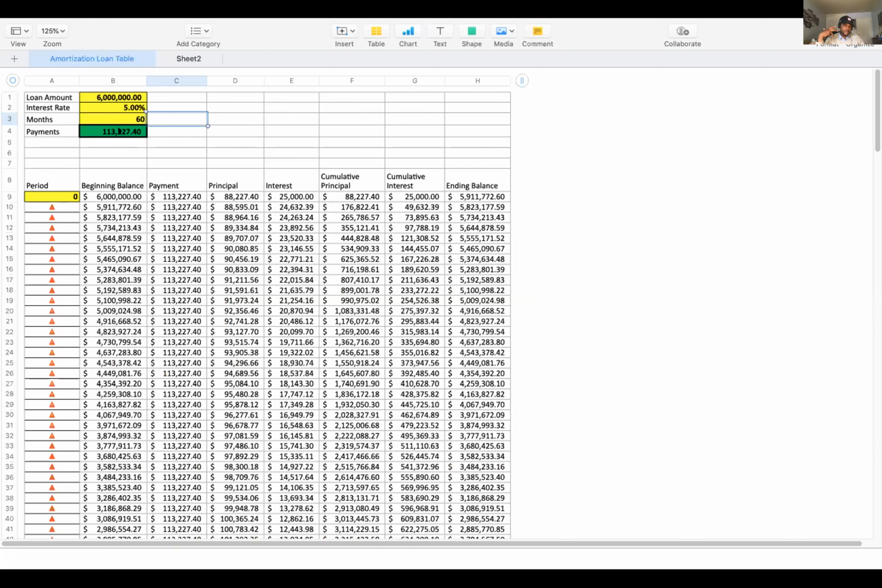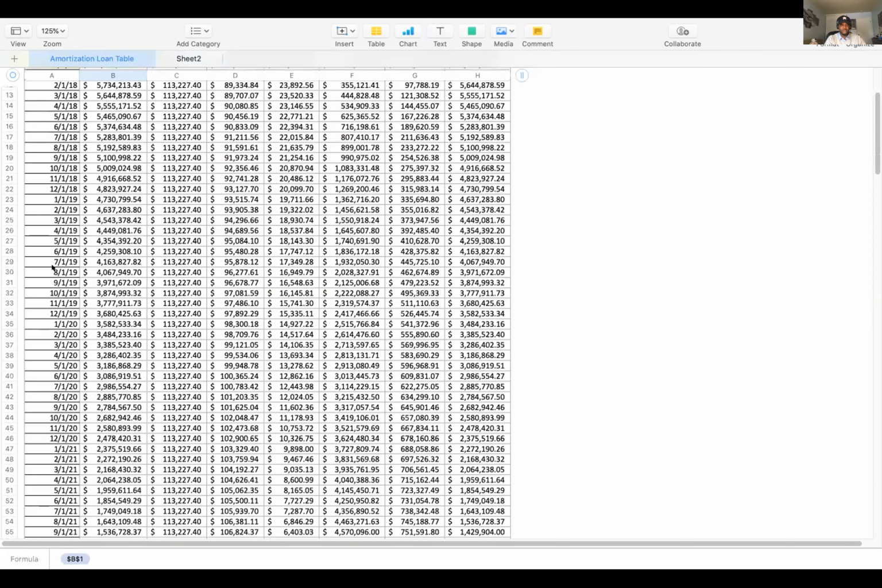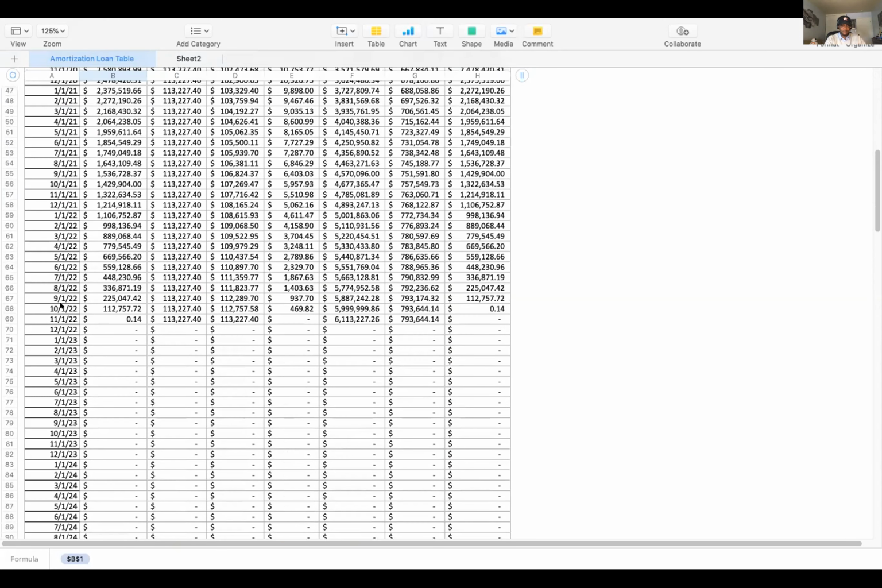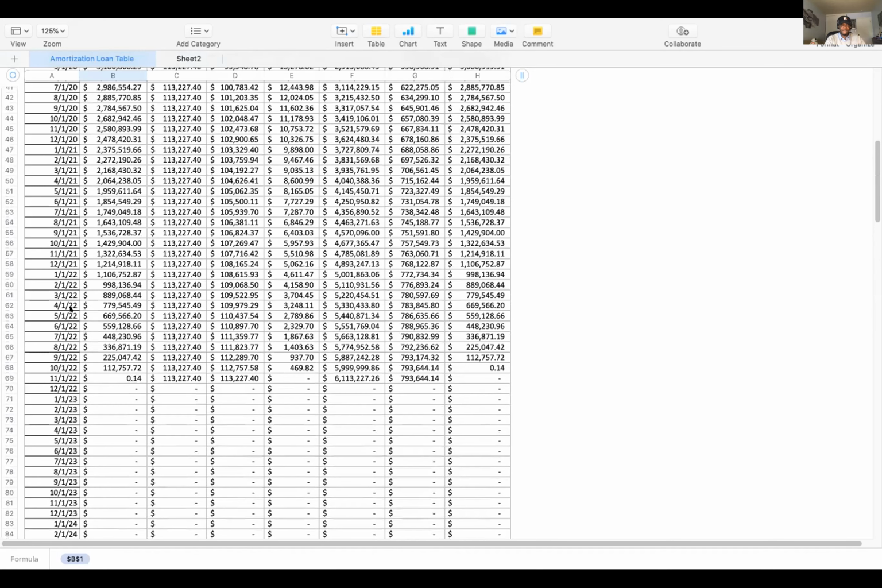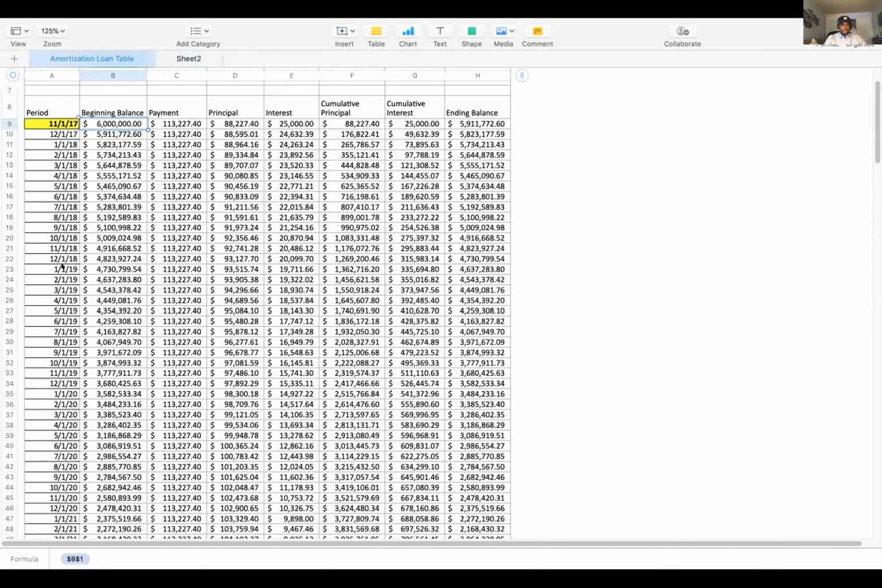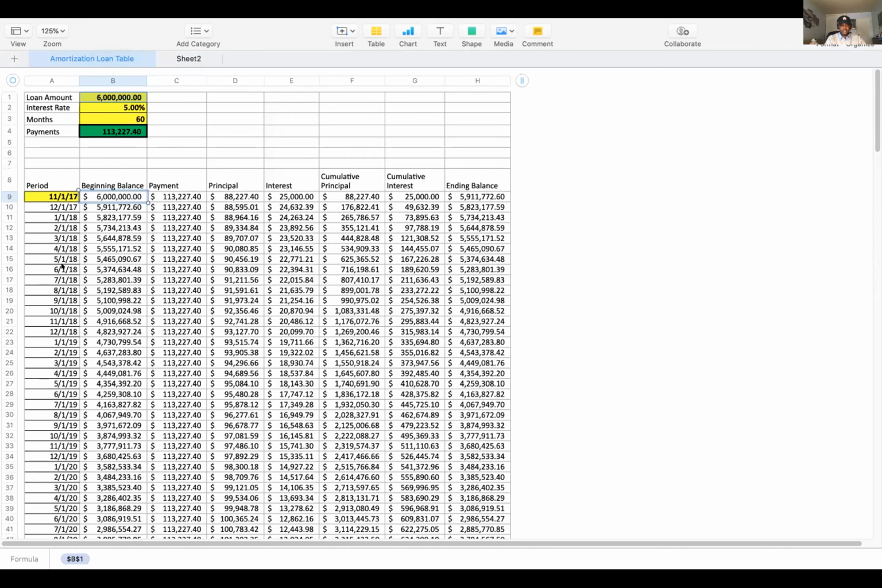So your actual payment would not be $125,000 each month for the next 60 months. It would be $113,220.40. And then you just drop in the date, 11/1/17. And then I've got it so that it populates out for the next however many years your loan is. Okay. All this is formula.